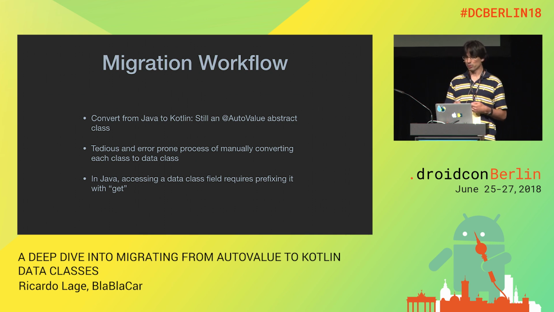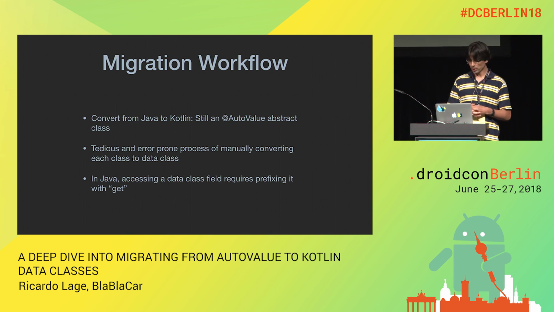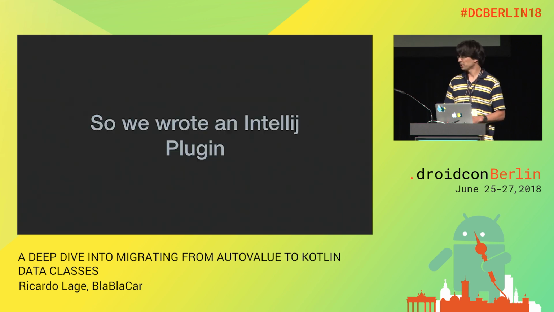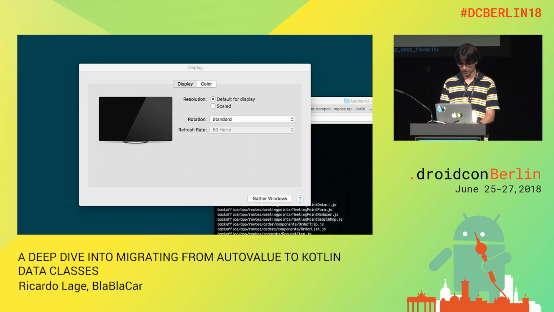Which, when we first tried this, turned out to be quite annoying, especially because the Java classes that used those model classes, we needed to rename those manually to prefix them with a get, because from Java, when you access a data class field, we need to call get user name, get age, and so on. So what did we do instead? Well, we wrote an IntelliJ plugin to do this refactor for us. And before we go into the code for that, let's see if we can get a quick demo.